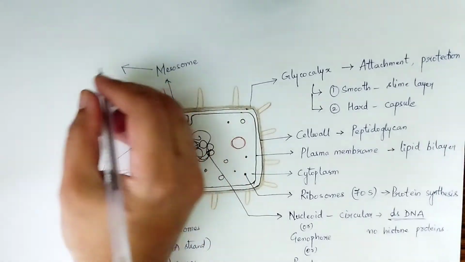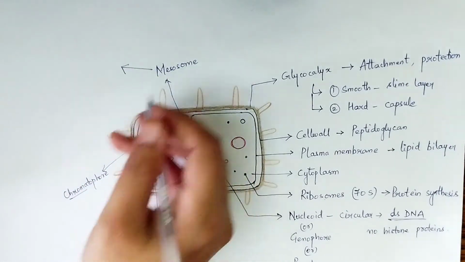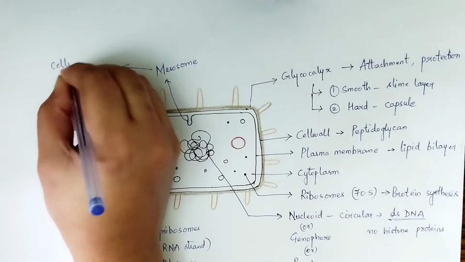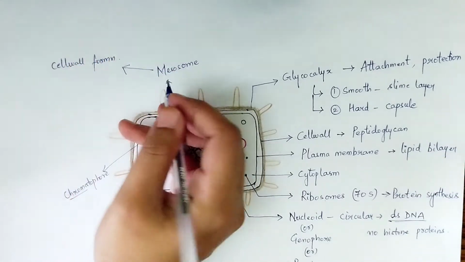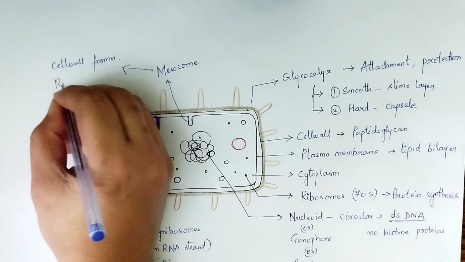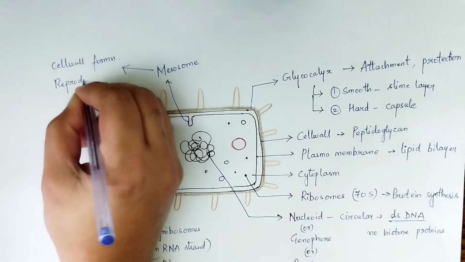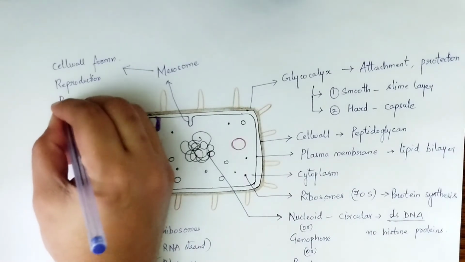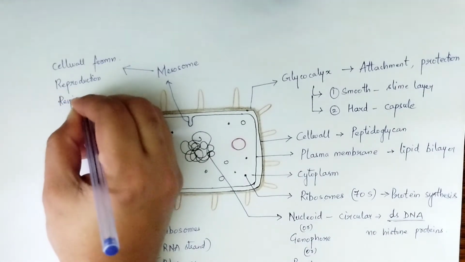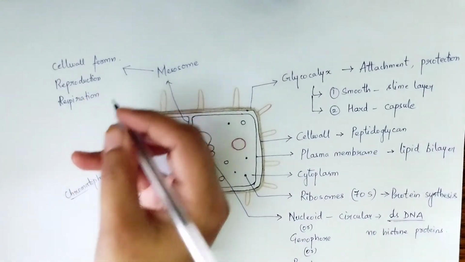First, it helps in cell wall formation. This mesosome also helps in reproduction during the reproduction time, and one more is respiration. The other function is respiration. The mesosome also helps in respiration.